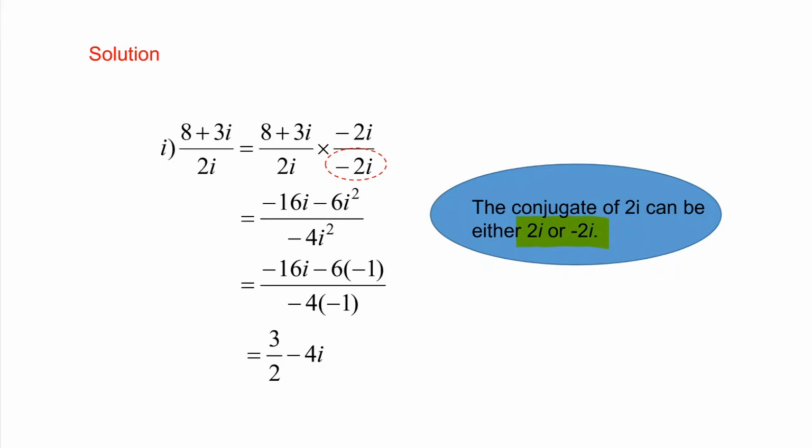Here we choose -2i. We multiply numerator and denominator with -2i. Expand it and then substitute i squared with -1. Finally, we get the answer in a + bi form.